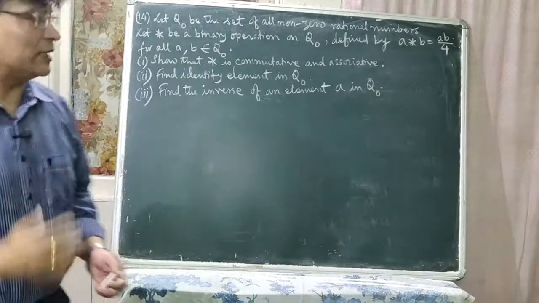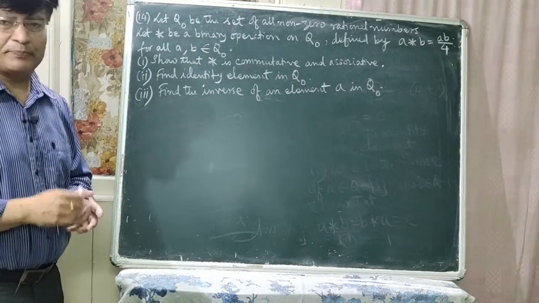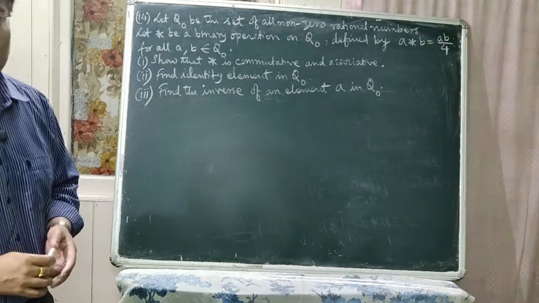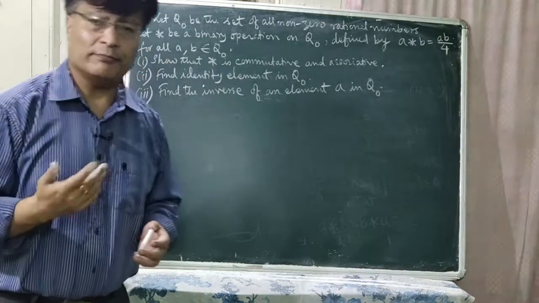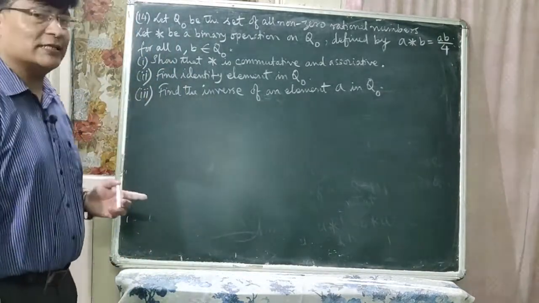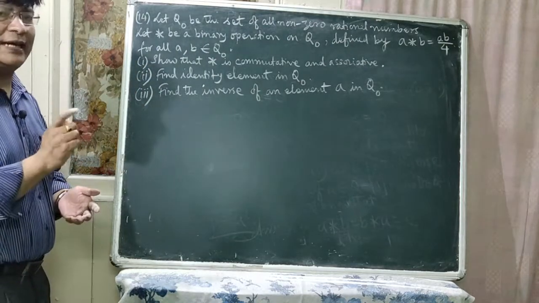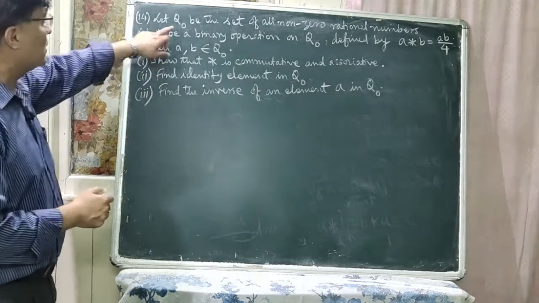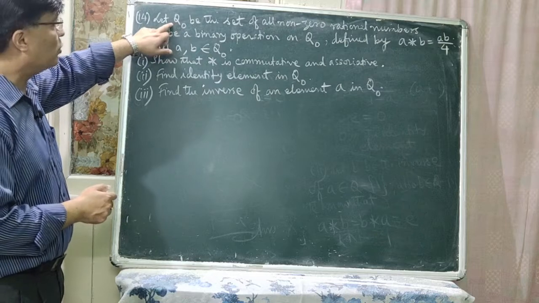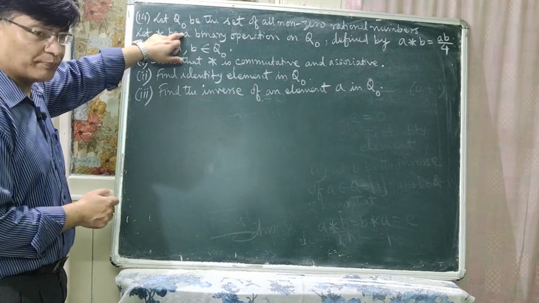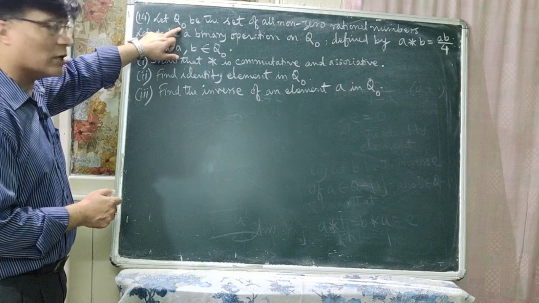So now we'll do the next question, that is question number 14. This question number 14 is very, very important. So this type of question may be given in your HS examination. Okay. So this question number 14 is, let Q0, here this suffix is 0, Q0. This may be read as Q0.